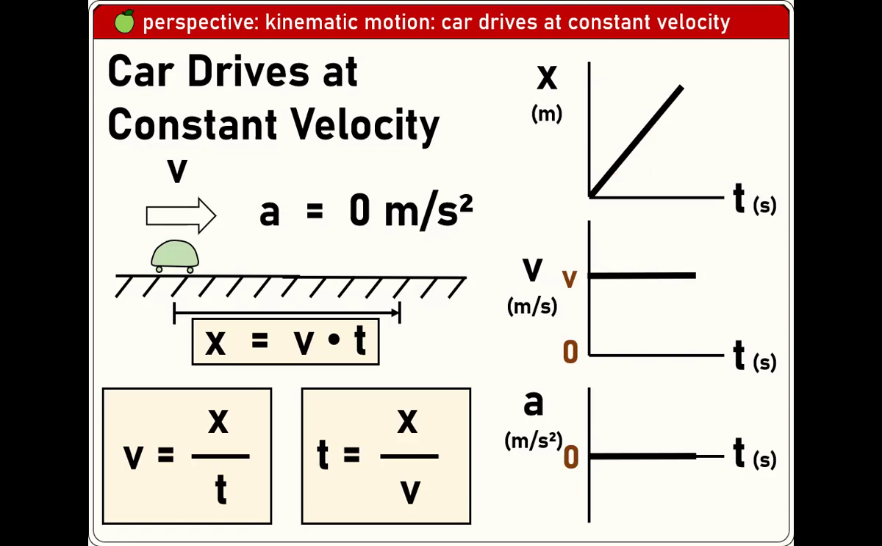Show of hands, how many guys are in calculus? Ooh, looks like over half the class. Okay, now if you're not in calculus, don't worry, you'll be all right. But if you're in calculus, there's a calculus connection here.